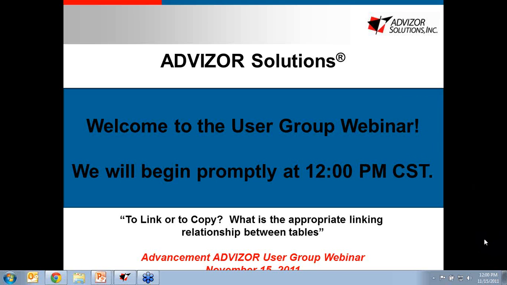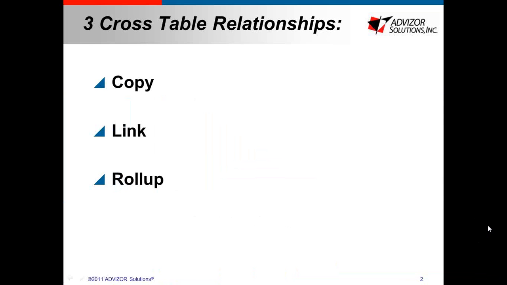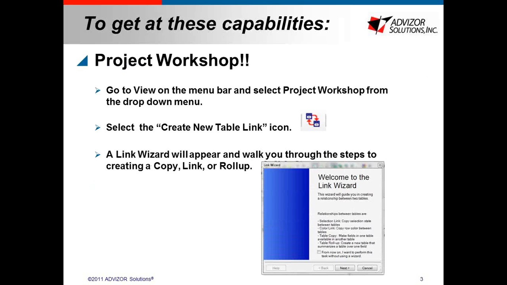Hello, everyone. So I'm going to start off by just going over the 3 cross-table relationships that are in ADVIZOR. The first one is the copy, which actually transfers data from one table to another. The link is basically used to help tables talk between each other, and you can create a selection link or a color link, and I'll get more into that later. And the last one is the roll-up, which summarizes data in a table and creates a new table off of the original one.